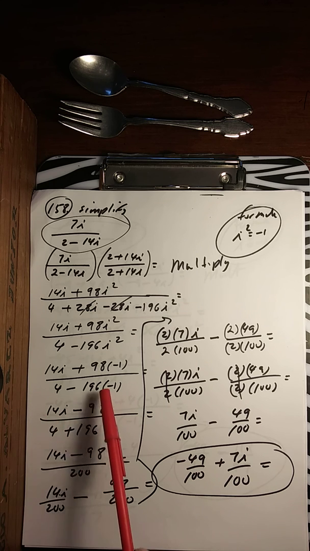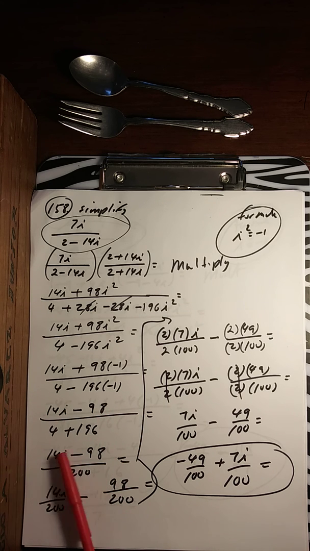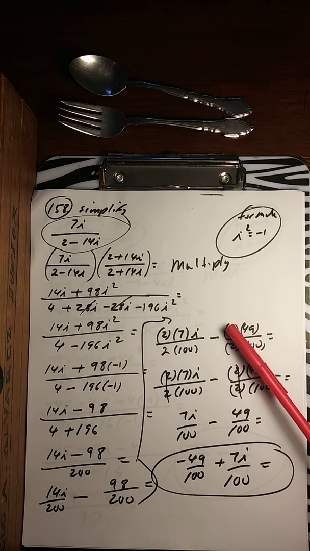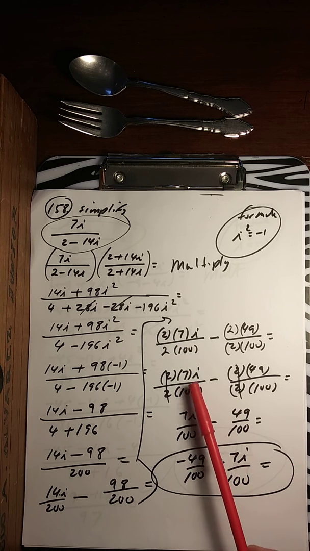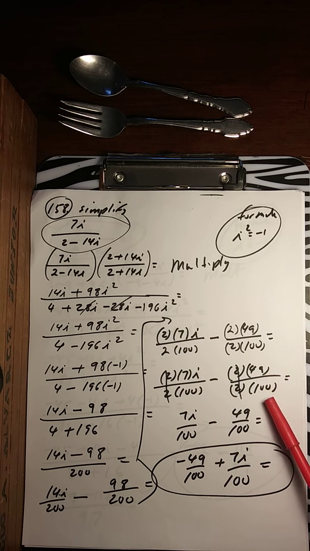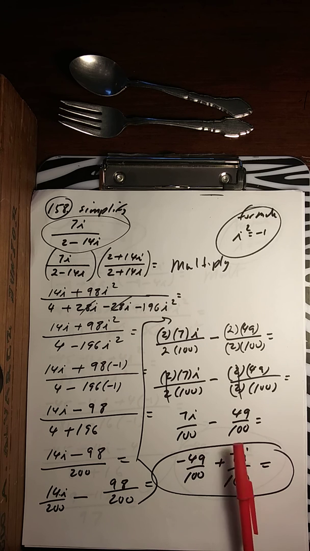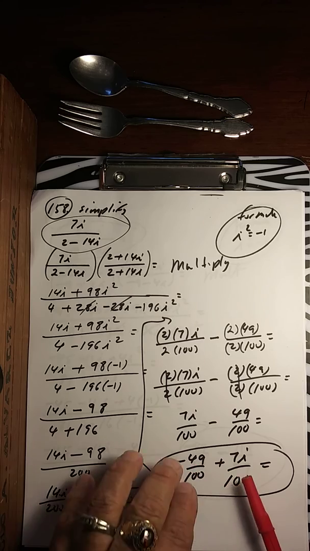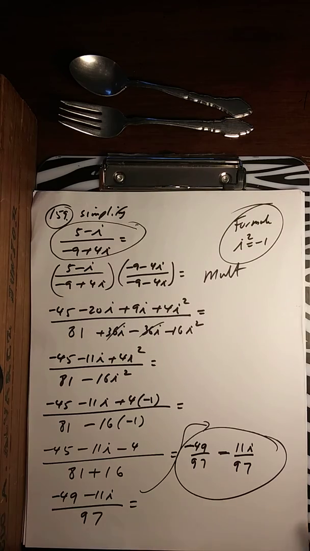And 4 plus 196, add those together, so 200. Put them in two fractions. And 2 times 7. And 2 times 49. So now the 2's cancel. So we have 7i over 100. And 49 over 100. Or you can rewrite this as negative 49 over 100. And then the 7i over 100 right here. Negative 49 over 100, 7i over 100 right there.